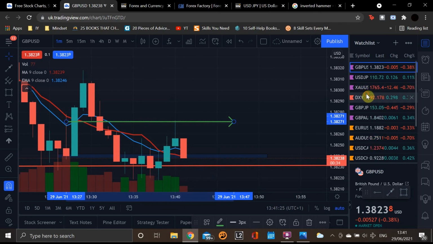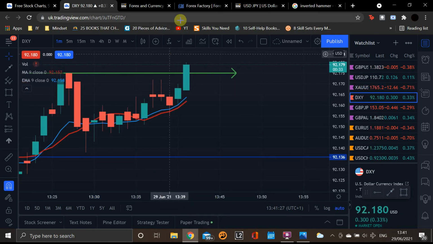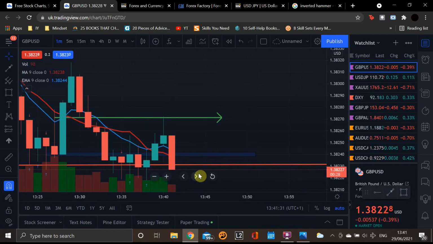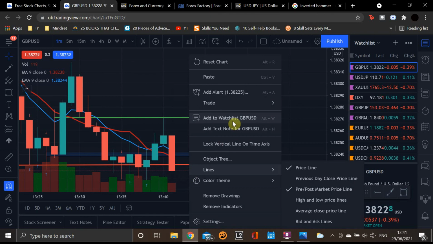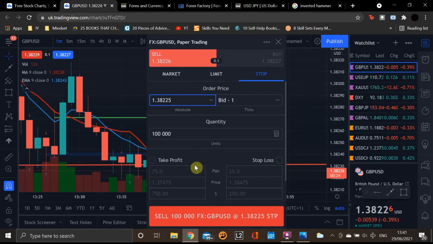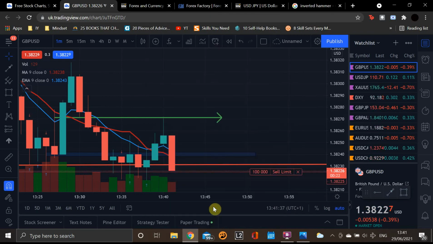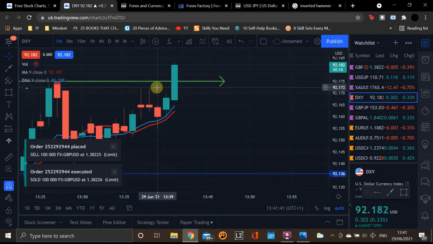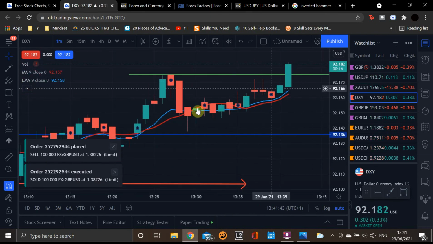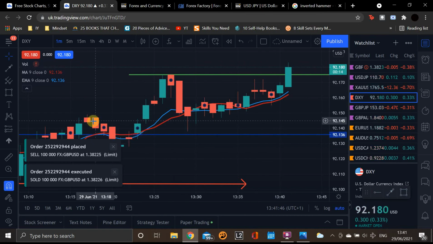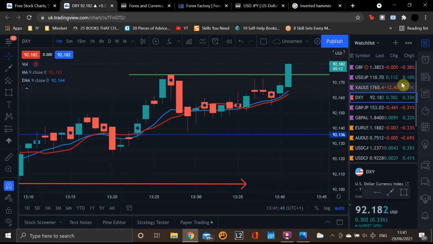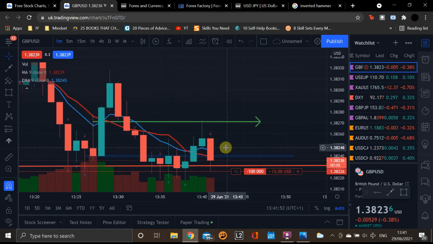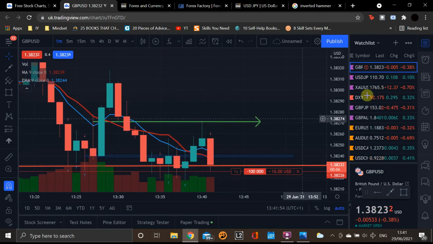Let's look at DXY. Yep, it's broken past that level. It's broken past. Yep, there we go. I'll definitely put a sell in here. It's broken past that resistance point it made for itself. It's just been going up, so it's in an uptrend. Yeah, don't worry, we're confident.